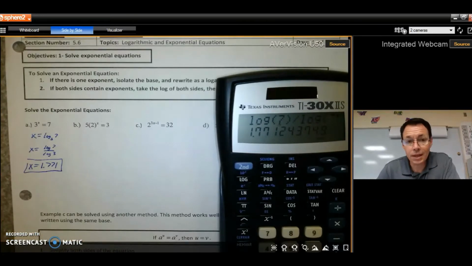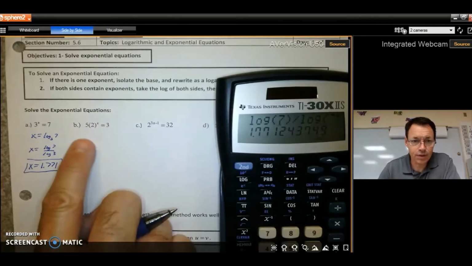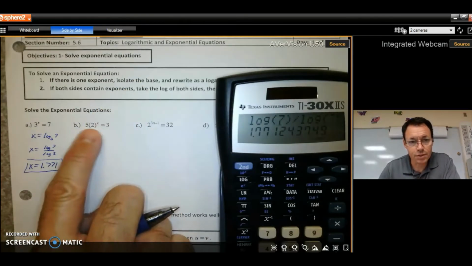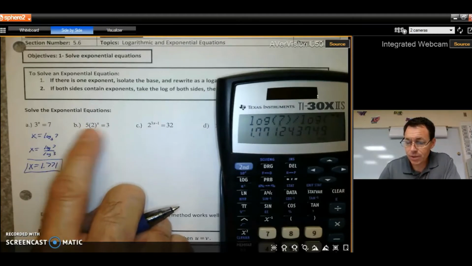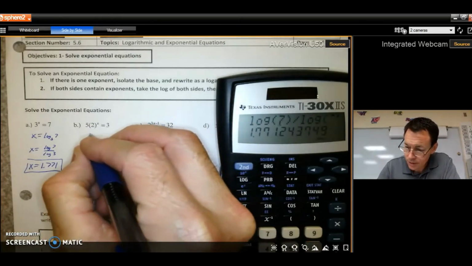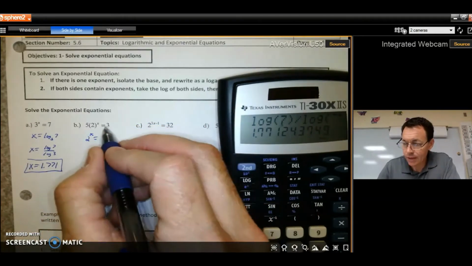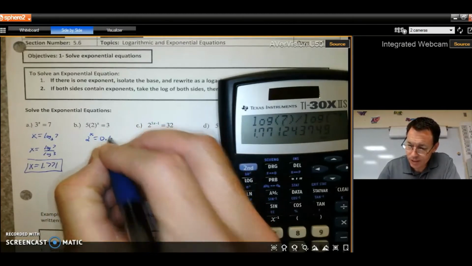Okay. For B, B looks similar, but our base is not isolated. We've got this 5 that's multiplying our base. So that's just the first thing we need to do. We need to get rid of that 5. So we're just going to divide both sides by 5 like you would in an Algebra 1 problem. That'll leave us with 2 to the x, and then 3 divided by 5, 3/5, that's like 0.6.